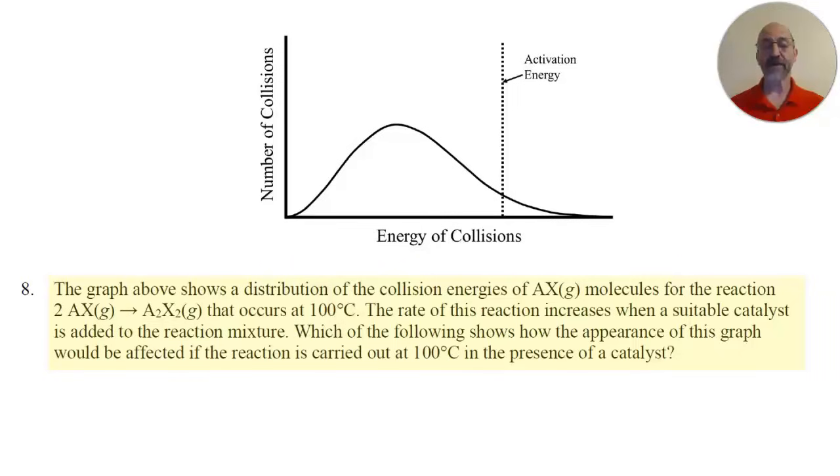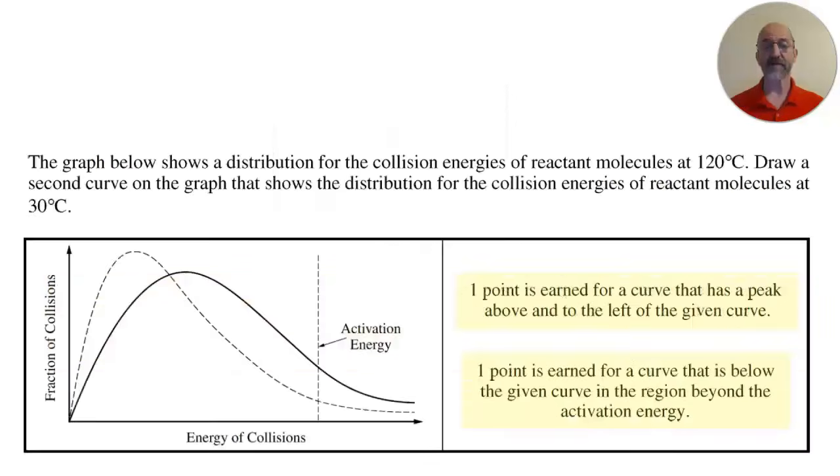As you're looking at this diagram here in question 8, this might be familiar to you from something I had presented in a previous episode of AP Chemistry Review and Practice. What you're seeing on this next slide was from the 2017 AP Chemistry exam, and in this question, it was about changing the temperature. The actual graph was from 120 degrees Celsius, and the student had to draw a second curve to show what would happen if the temperature was decreased to 30 degrees Celsius.